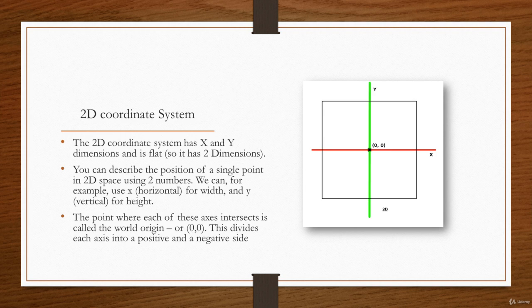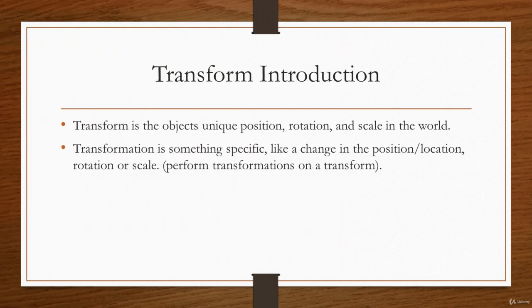I want to demonstrate this in Houdini, but before we do that, we'll talk briefly about a transform. Basically the transform is an object's unique position, rotation and scale in the world. And transformation is something specific, like a change in the position, location, rotation or scale. So basically you perform transformations on a transform.